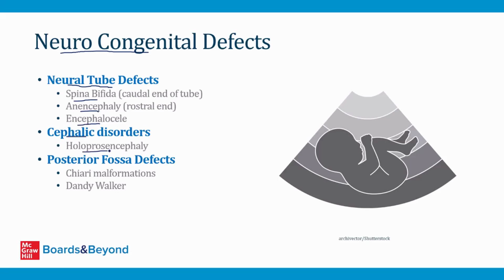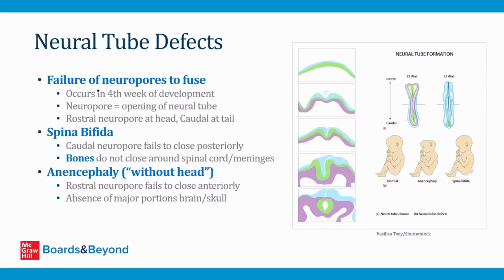And then finally, there are a number of so-called posterior fossa defects. These involve the cerebellum, which sits in the posterior fossa of the skull. And there are a couple of defects in this category: Chiari malformations and Dandy-Walker malformations. Let's start by talking about neural tube defects.